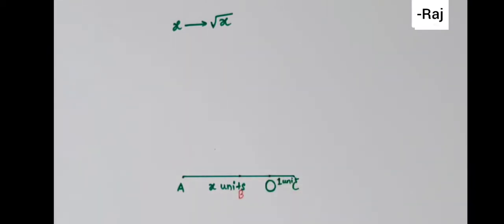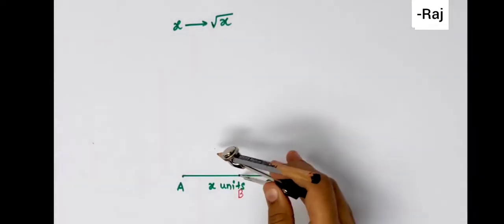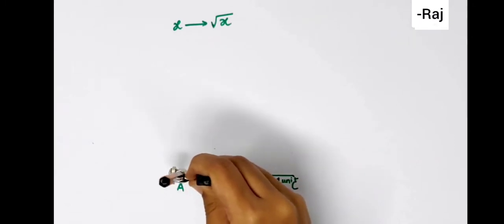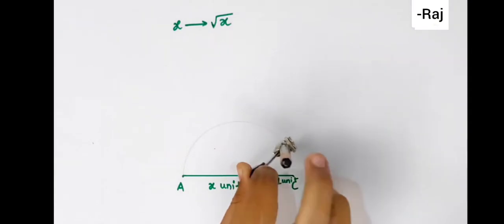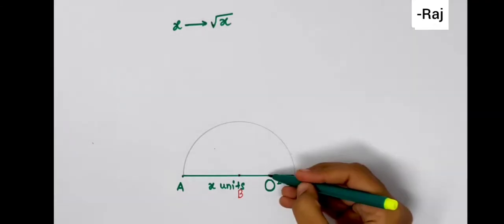Now our next step is to draw a semicircle of radius AB using B as the center. So we can use a compass for that. Place the point on B, the midpoint, measure the radius AB in the compass and cut the arc. So this is the semicircle.